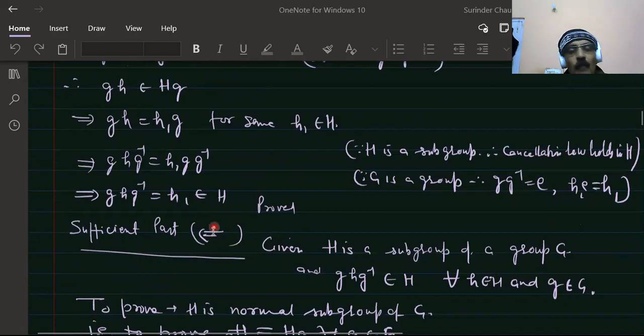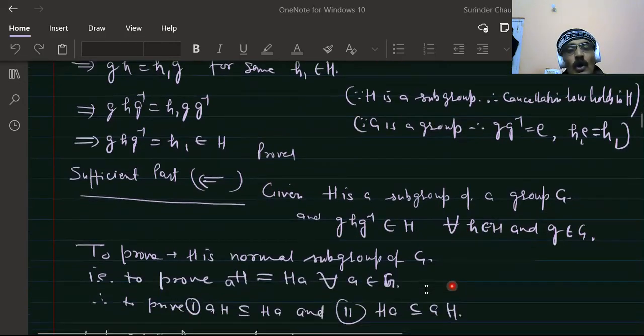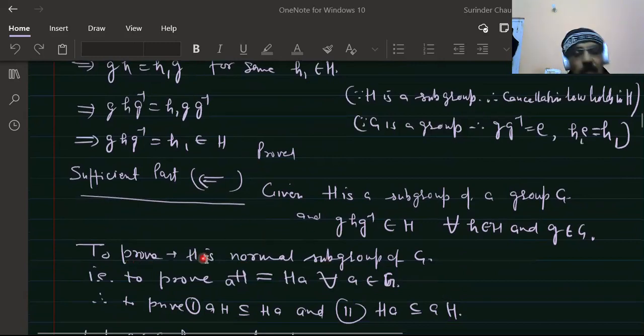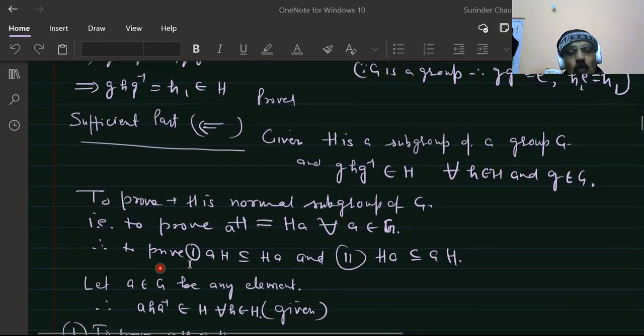Now the sufficient part, or the if part. What is given? Given is H is a subgroup of group G and g h g inverse belongs to H for all h belongs to H and g belongs to G. I have to show H is a normal subgroup of G. What to prove then? I will prove that aH is equal to Ha for all a belongs to G. In order to prove Ha is equal to aH, we have to prove two parts: aH is a subset of Ha, and Ha is a subset of aH. If aH is a subset of Ha and Ha is a subset of aH, then they are equal.